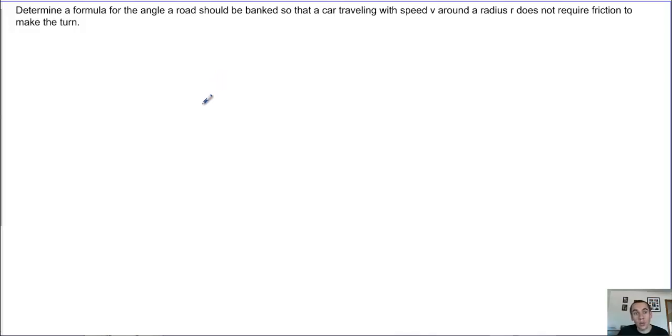Let's take a look at deriving a formula for a banked curve. What we're going to say is a car is traveling with a speed v around a curve of radius r, but we don't want friction to matter. So what angle should we make it so that friction doesn't matter?